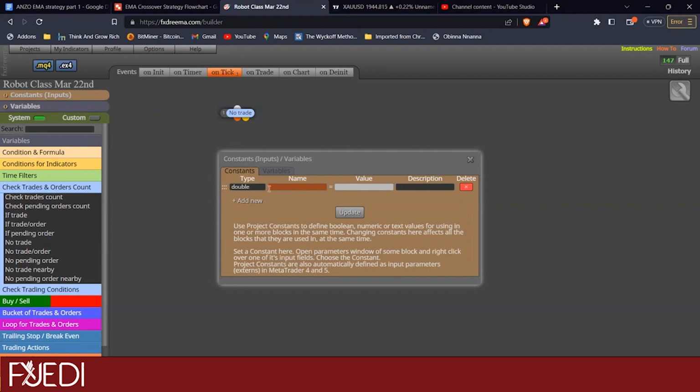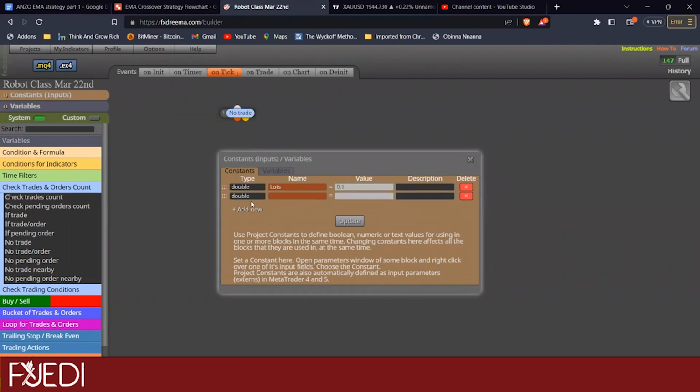So we're going to declare our first variable, or first constant, and we're going to call this lots, right? This is going to be the volume that we use, our lot size, and it's going to be double because it has decimal places. And the value would be, let's give it 0.1. Then we'll add another variable, and let this one be an integer, so it should be a whole number. We're going to call this EMA underscore, let's call it fast.